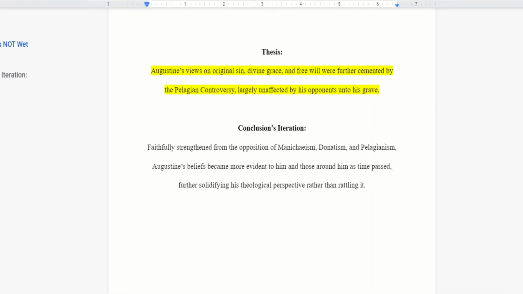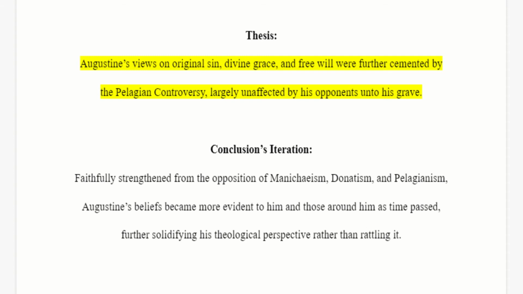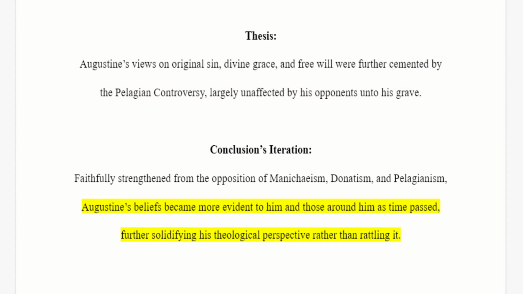Notice the difference between my thesis statement that says Augustine's views were further cemented by the Pelagian controversy, largely unaffected by his opponents unto his grave. And then when I reiterate it in my concluding paragraph, saying Augustine's beliefs became more evident to him and those around him as time passed, further solidifying his theological perspective rather than rattling it. I'm not adding new information and changing what I say. I'm changing how I say it, thus keeping it fresh.